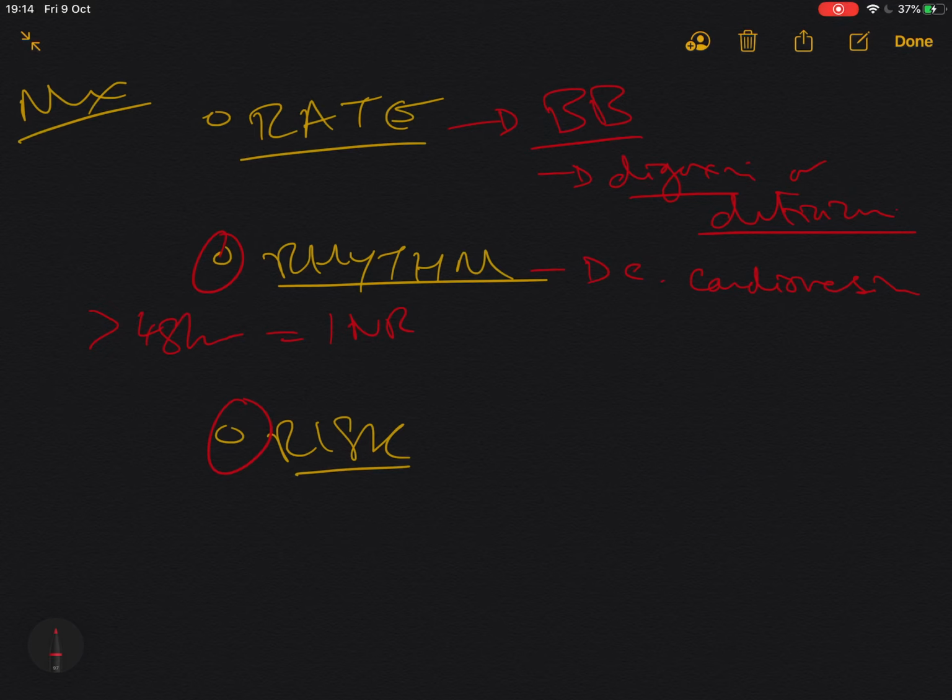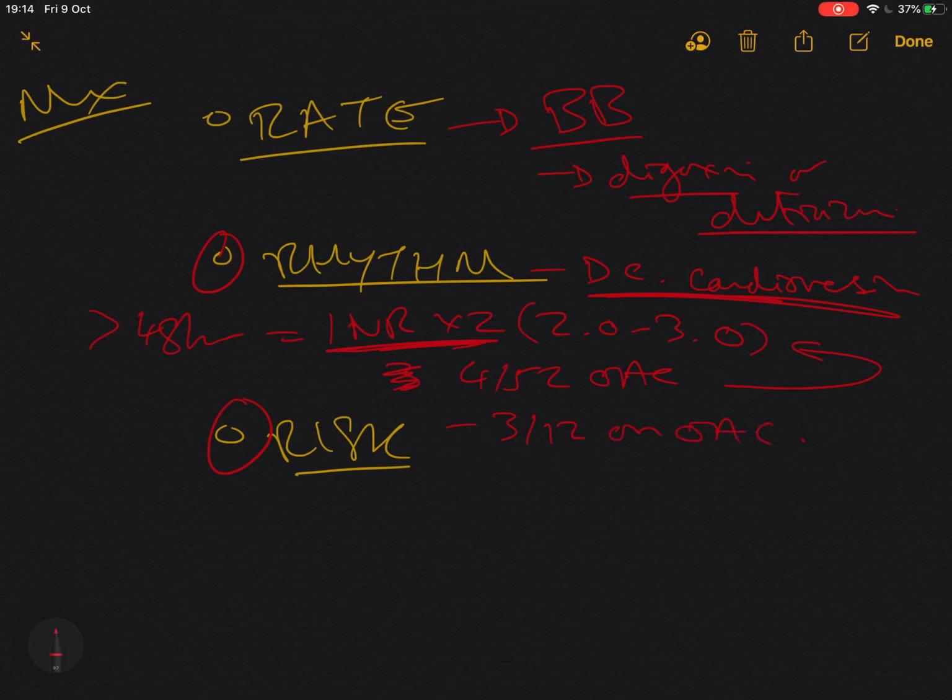So if it's greater than 48 hours, you need the INR to be 2 to 3. So 2 repeat attempts, you need 2 to 3. Okay, that's what you need the INR to be. So if it's greater than 48 hours, to get this INR to this level, you need to have the patient on 4 weeks oral anticoags to get to this level. After you've DC cardioverted this patient, you then need to have them for 3 months on oral anticoags after the cardioversion.